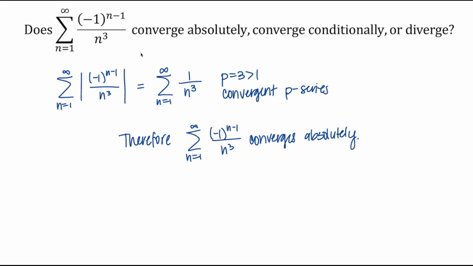And we're done. We don't have to check or apply the alternating series test because when we check the positive term series, if that converges, then the original series converges, and then we get to say this stronger piece of information that the original series converges absolutely.